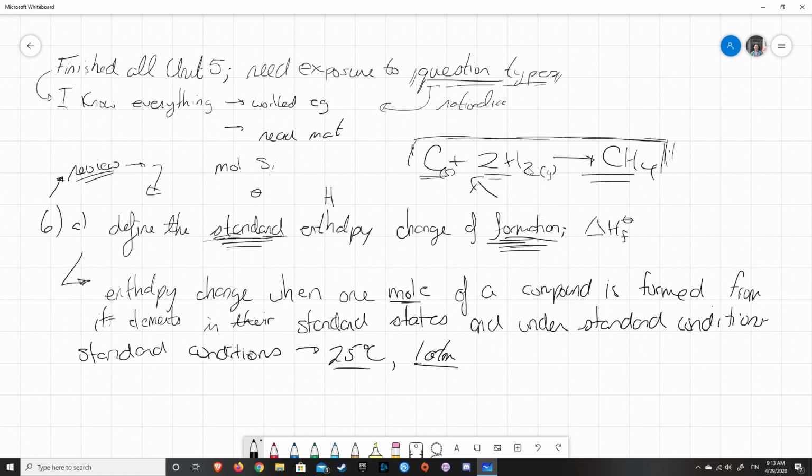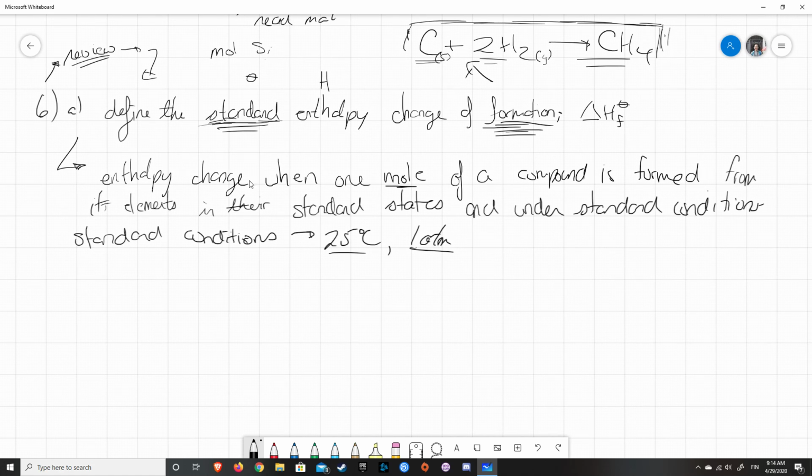We can do the same thing for ammonia, NH3, from N2 plus H2. This would be a standard enthalpy of formation. Delta H of f is how much energy is required to get from nitrogen and hydrogen to ammonia under these conditions. So we just double this up so we can balance it, triple this, and we're all good. So okay, that's the definition that they needed.